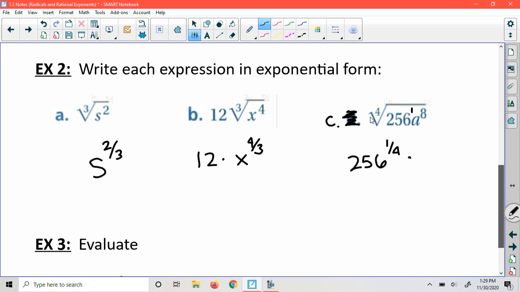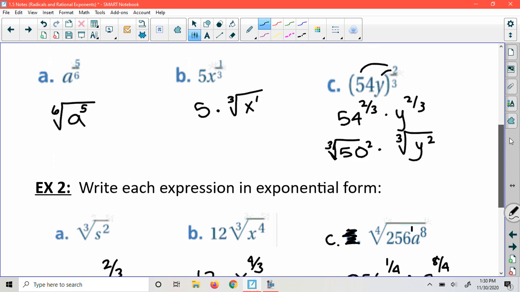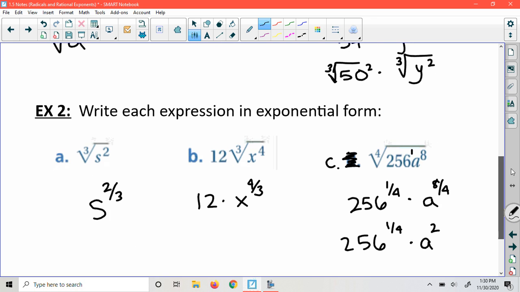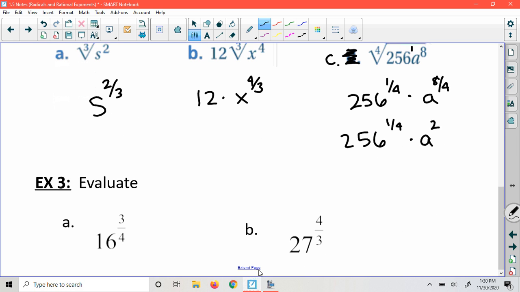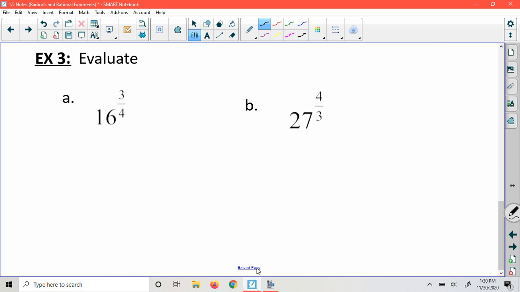times, and now we do the a part separately. Let's see, it'll be 8/4, which 8/4 really just simplifies to be a 2. So we'll have 256 to the 1/4 power times a squared. That's about as far as we can simplify it. So hopefully you feel confident going both ways, from radical form to exponential form and vice versa.